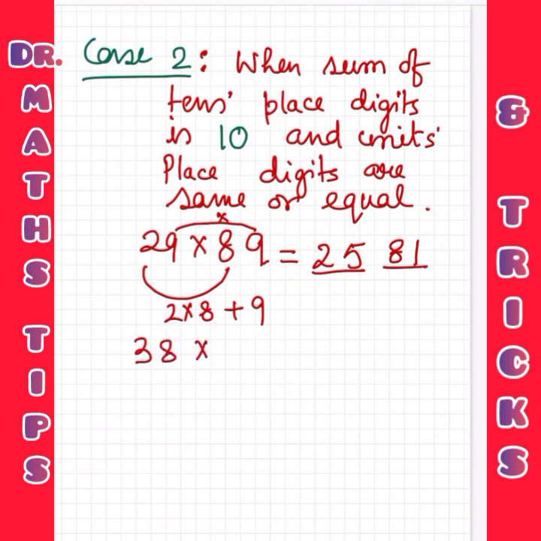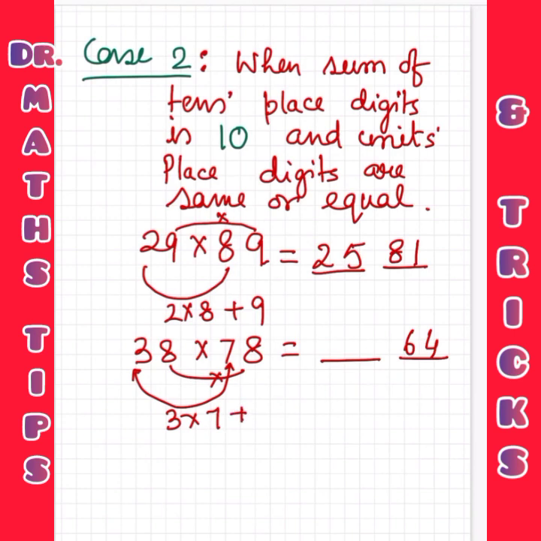Now go for another multiplication. 38 into 78. We will multiply 8 and 8, that is 64. Now we will multiply 3 and 7, that is 21, and we will add 8 to that. 21 plus 8 is equal to 29.